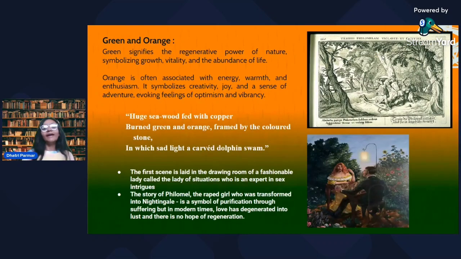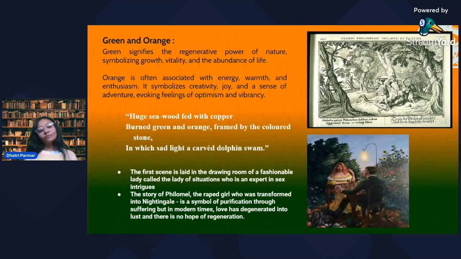Then we have green and orange. It was in A Game of Chess, the second part of the poem. Green, first of all, let us see what is the importance of green in archetypal criticism. So, green signifies the regenerative power of nature, symbolizing growth, vitality, and abundance of life. On the other hand, orange is often associated with energy, warmth, and enthusiasm. It symbolizes creativity, joy, and a sense of adventure, evoking feelings of optimism and vibrancy.